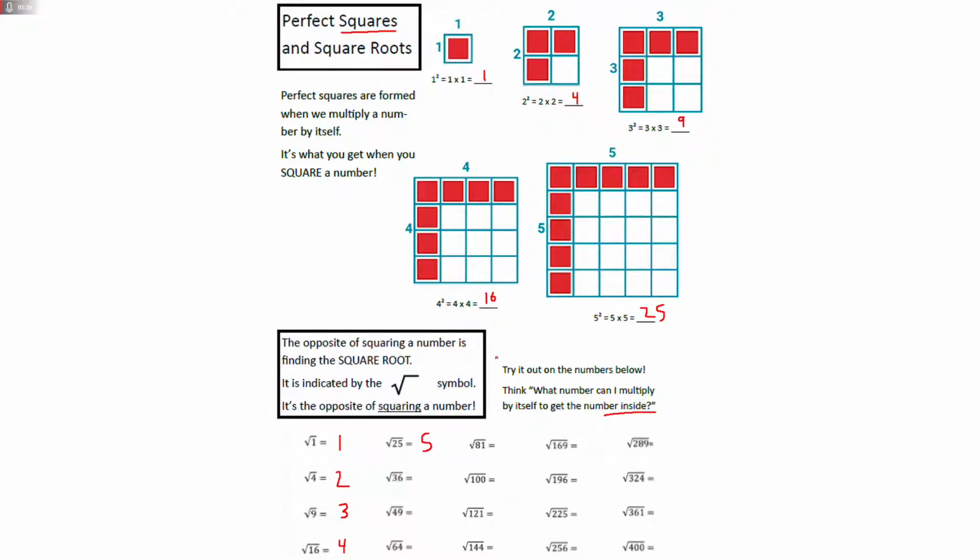So what I would like us to do before the next class is fill out this chart. We need to know the square root of 1 all the way up to the square root of 400. So it's your job to figure out, what times what gets me 36? What number times itself gets me 49? Same thing here. What number times itself gets me 64?